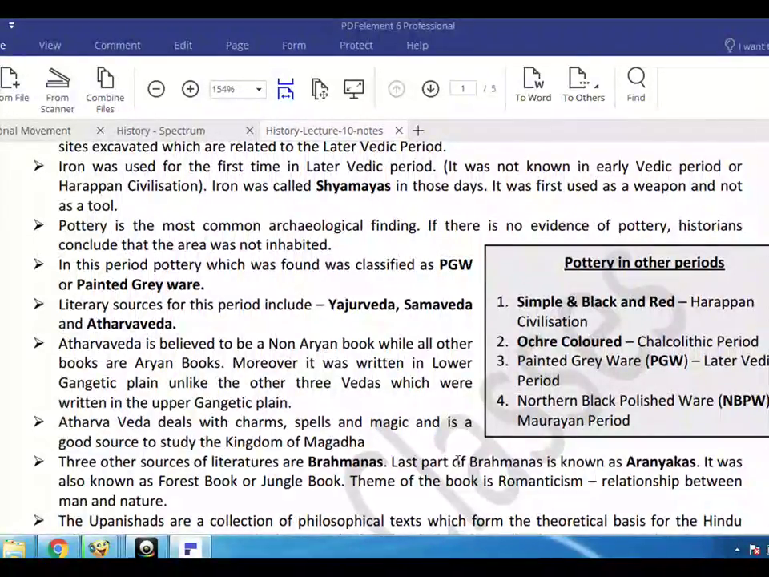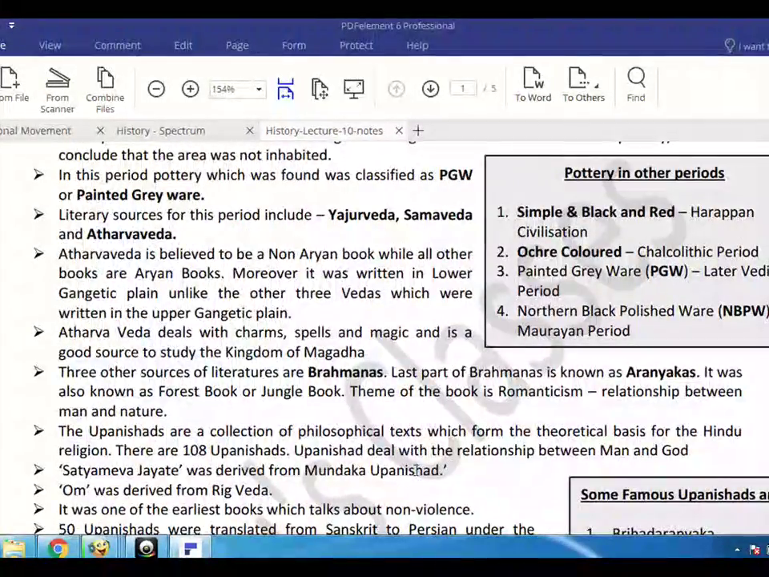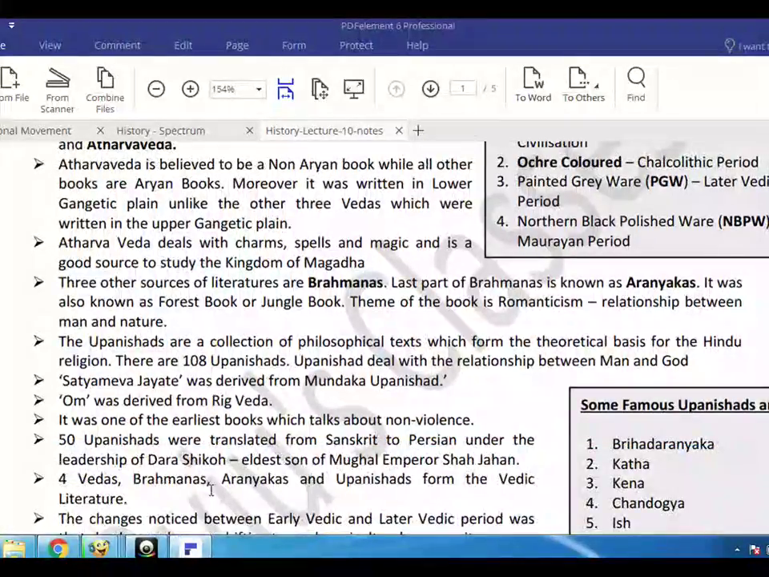The Upanishads are a collection of philosophical texts which form the theoretical basis for the Hindu religion. There are 108 Upanishads. Upanishads deal with the relationship between man and God. Satyameva Jayate was derived from the Mundaka Upanishad. Om was derived from the Rigveda. It was one of the earliest books which talks about non-violence.